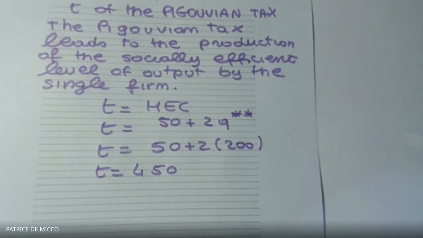And we are done, because if the government introduces a tax rate of 450, then the firm will produce exactly the socially efficient level of output that is equal to 20,000. And we are done with this exercise.